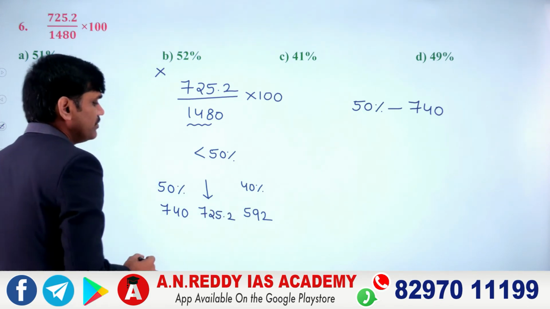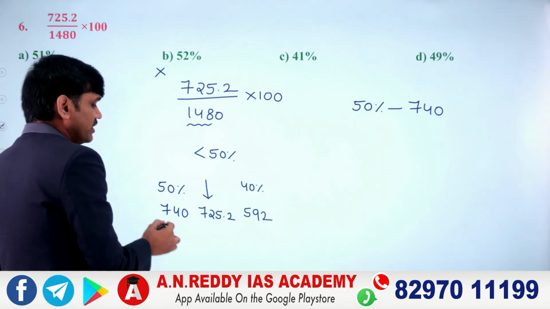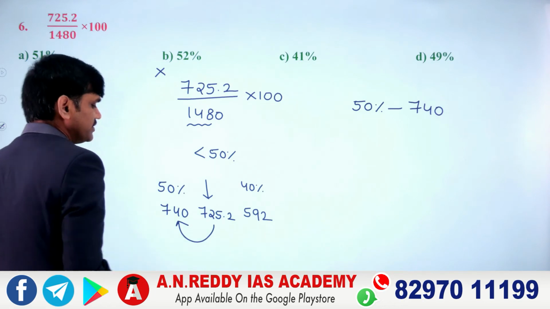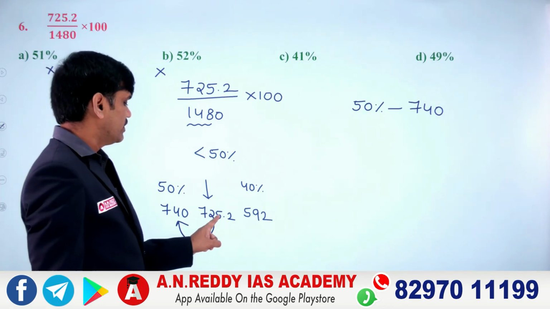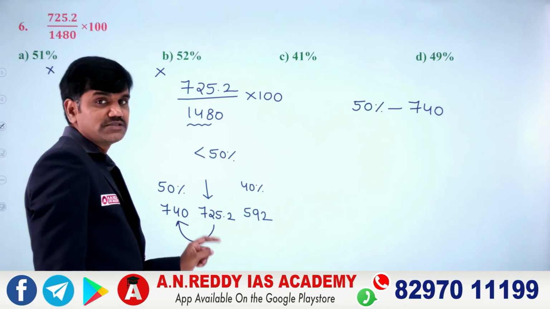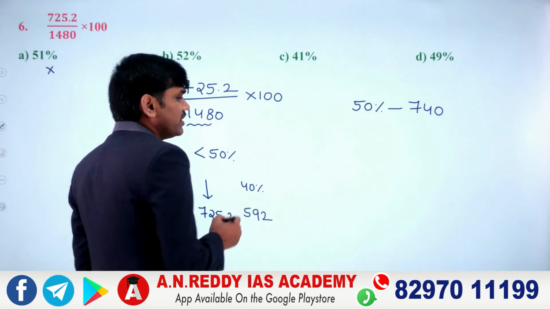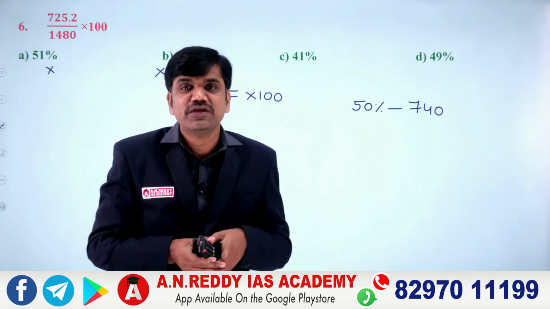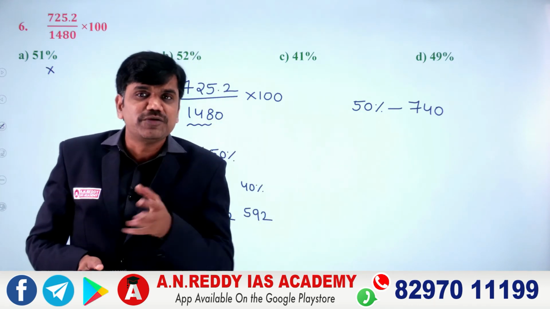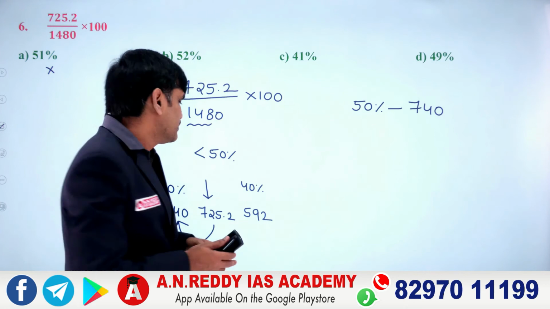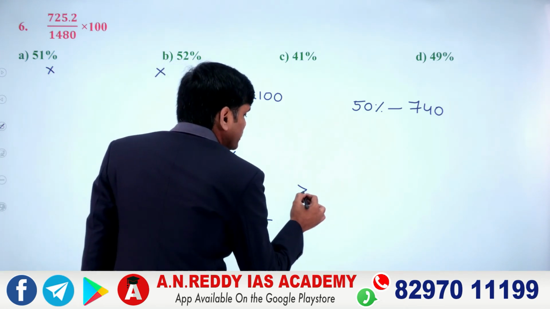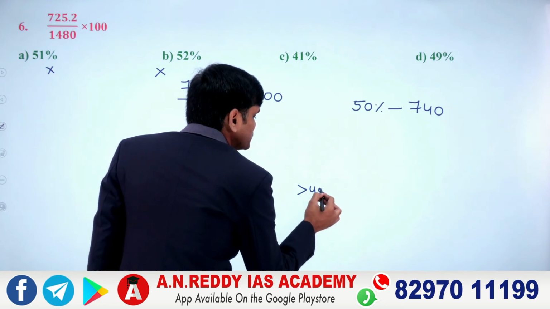725.2. Now tell me, is it nearer to 10%, 50% or 40%? This 725.2 is more nearer to 50%. So between 40 and 50, the exact middle is how much? 45. If it is more nearer to 50%, that should be more than 45%. So as it is more nearer to 50%, your answer has to be greater than 45%.